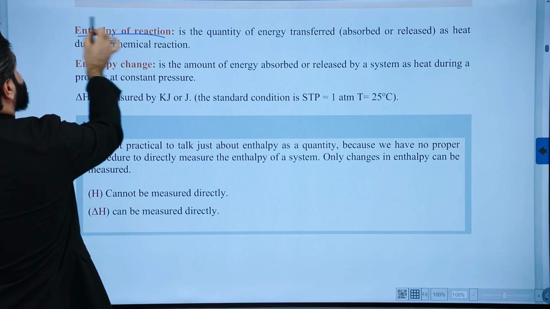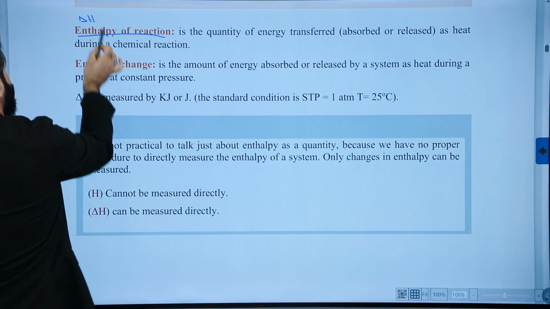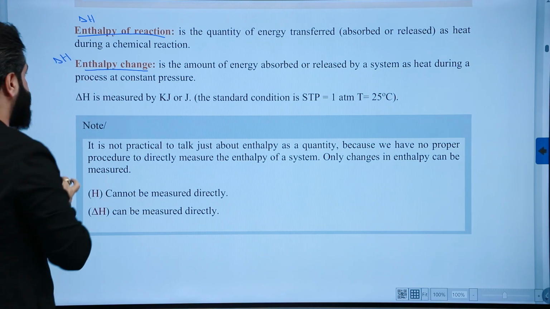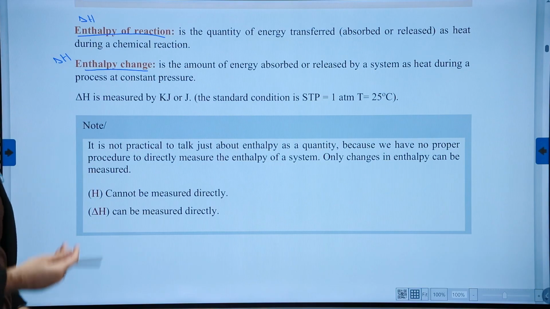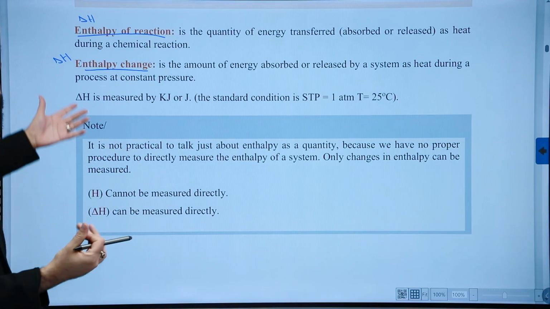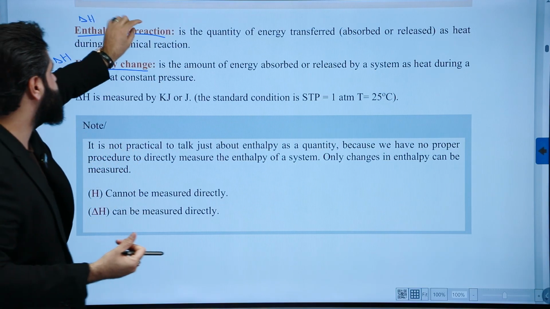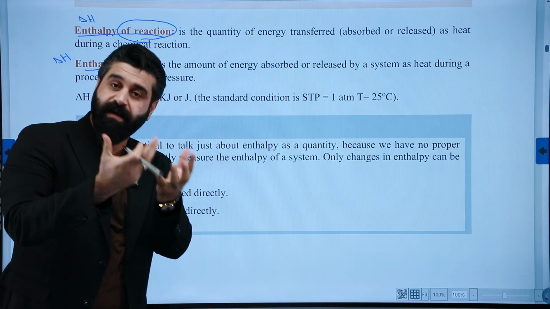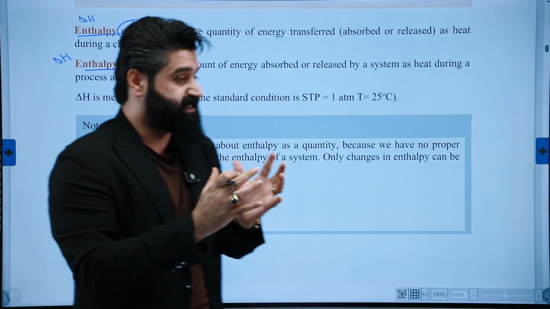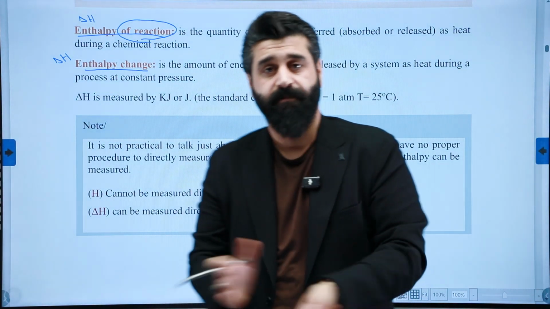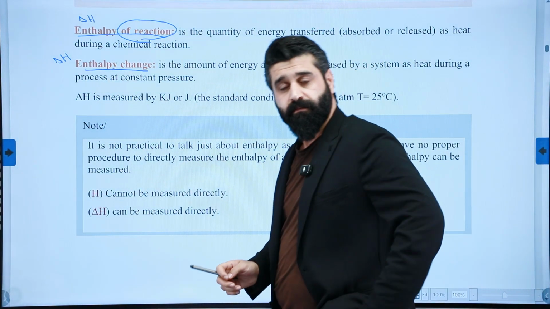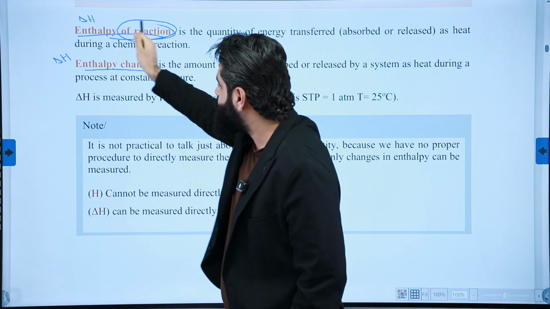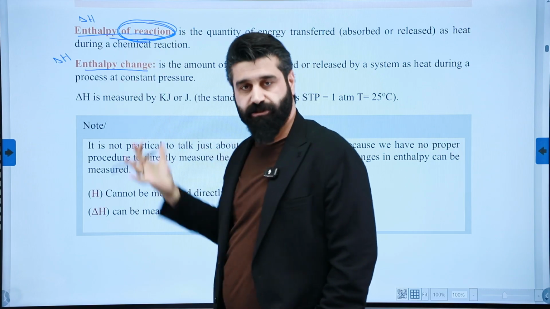Enthalpy of reaction is symbolized by delta H. Enthalpy change is also symbolized by delta H. So what's the difference between them? My dear, look. Enthalpy of reaction is specific for a reaction. It's specific for the chemical change. Okay? Got it? Enthalpy of reaction is for a chemical reaction.